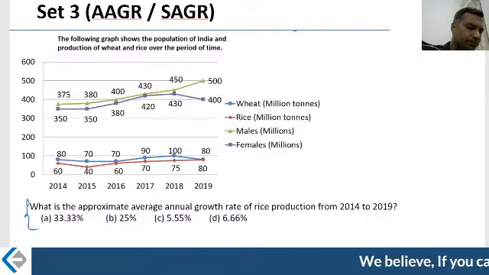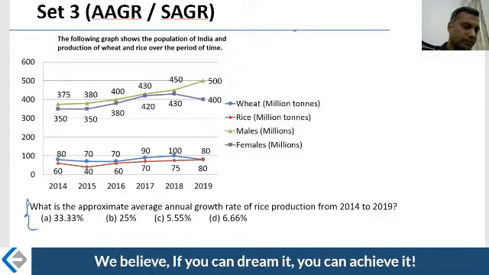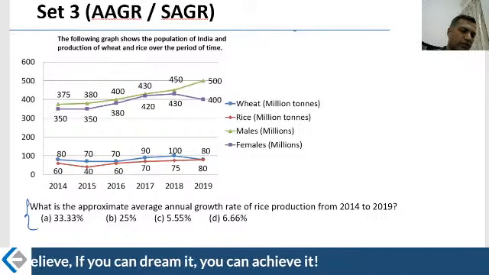Well, guys, here we go. This is the set. So we are doing the third set. Here we have some data. So the question: what is this particular data?